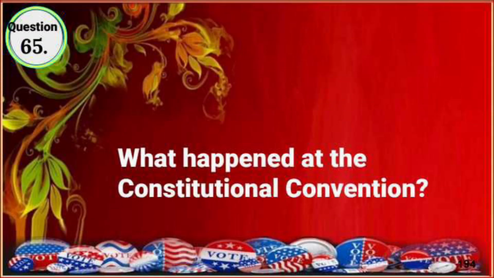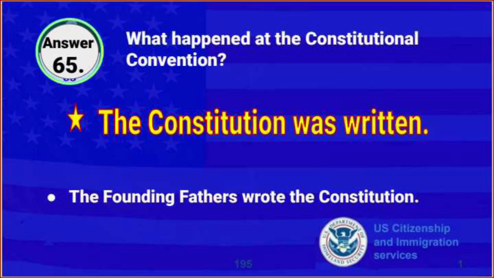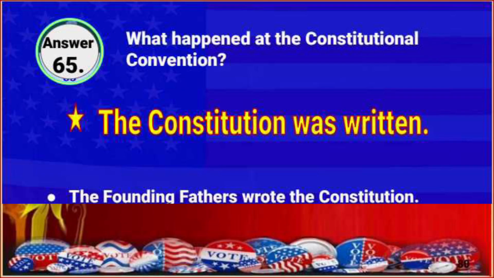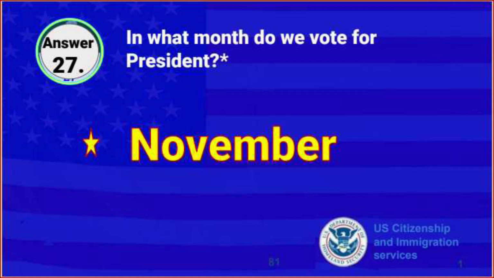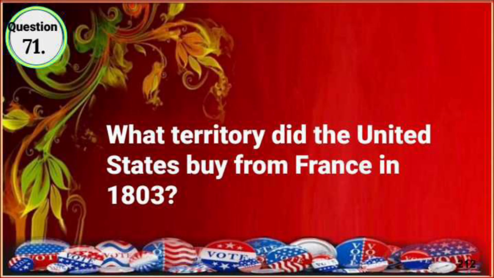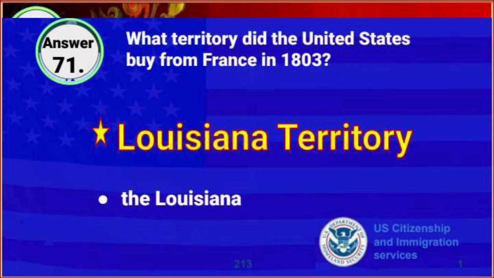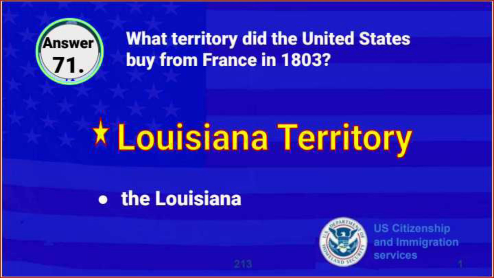What happened at the Constitutional Convention? The Constitution was written. In what month do we vote for president? November. What territory did the United States buy from France in 1803? The Louisiana Territory.